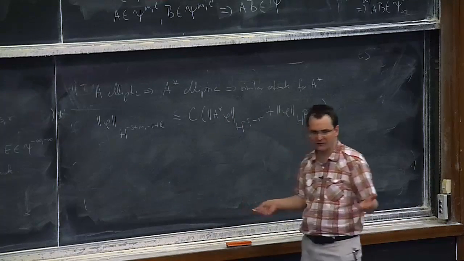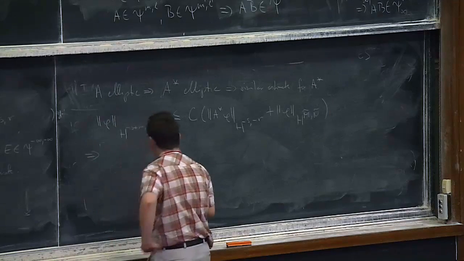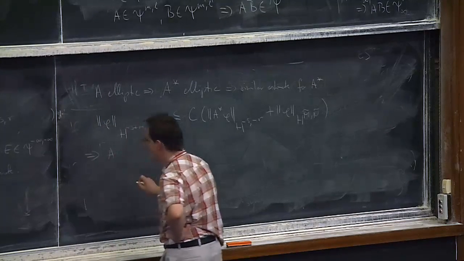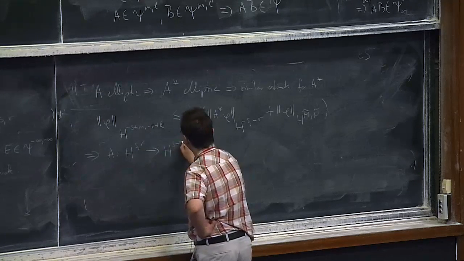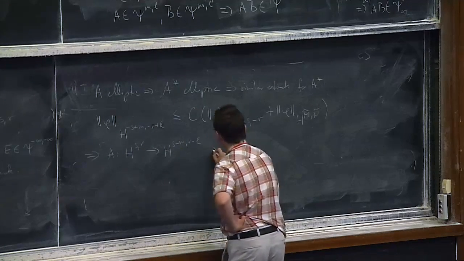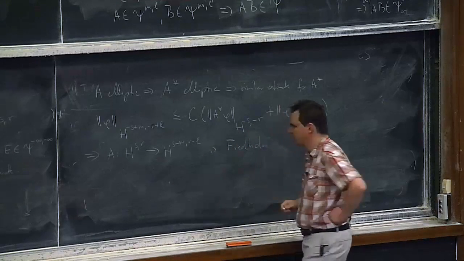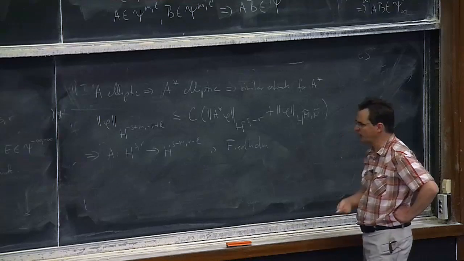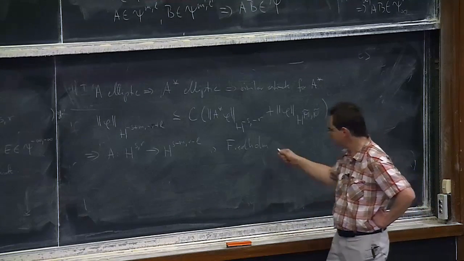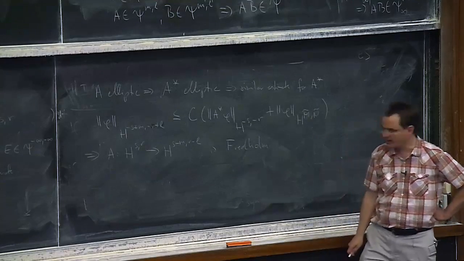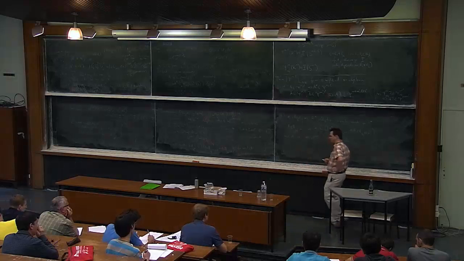So the general abstract Fredholm theory is applicable, which implies that A as a map from H^{s,r} to H^{s-m,r-l} is actually Fredholm. So it has closed range, finite dimensional kernel, finite dimensional cokernel. So this doesn't quite give, of course, invertibility. This is invertibility up to a finite dimensional obstacle.